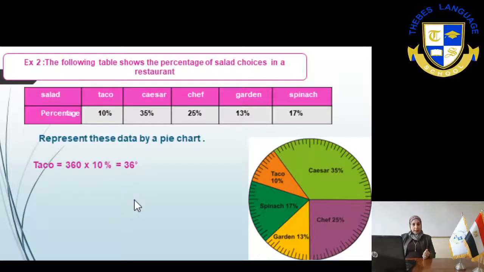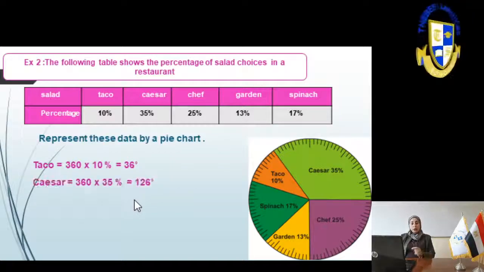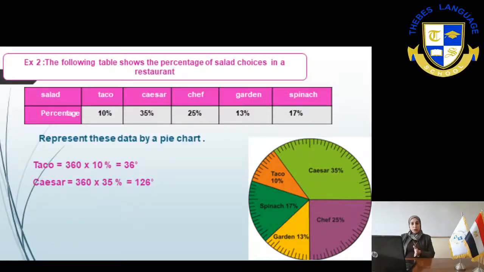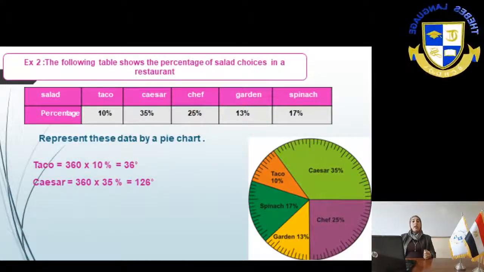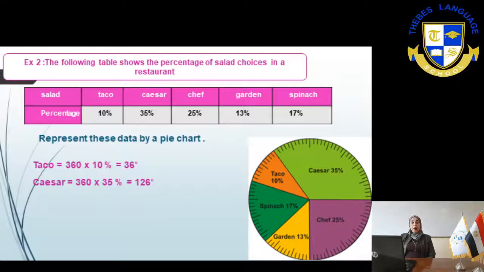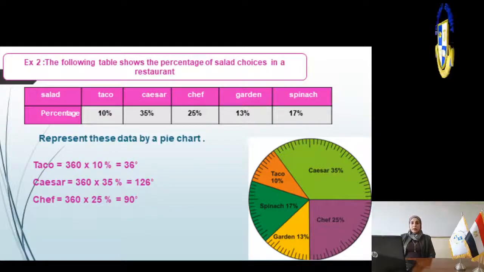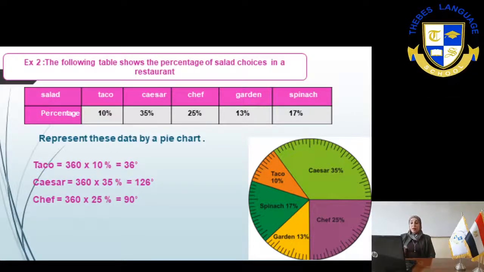Now, after drawing the circle, use your protractor to divide the circle into parts by using this angle. The first part will be 36 degrees for taco, and write the name inside it. Caesar salad will be 360 multiplied by 35%, equals 126 degrees. Using the last radius I drew, I'll put my protractor and take the measure of 126 degrees to represent the Caesar salad.